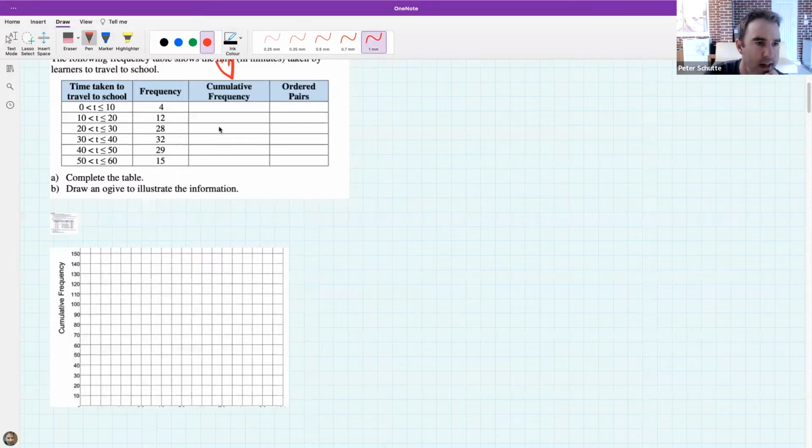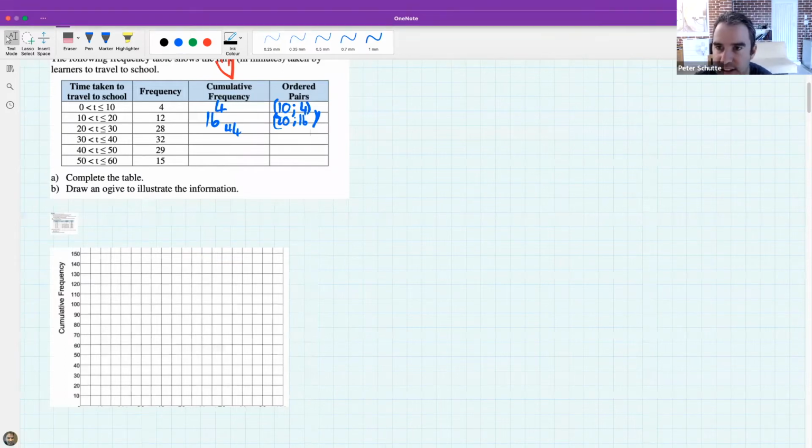As an example of what you should have, you would definitely have 4 and 16 for the first row. Then if I add 28, I should get 36 plus 4, so you should get 44. Once you've completed that row, your ordered pair would start with 10, 4, and the second row would be 20, 16. I'll give you the complete answer in a moment, but are there any questions about filling out that table?